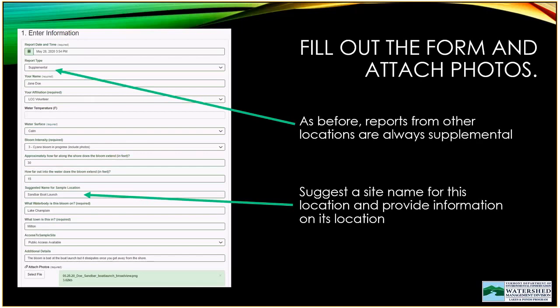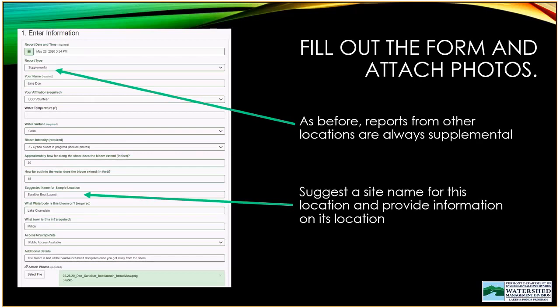You'll fill out date and time. You'll fill out report type. Again, this should be a supplemental. If it's not at your routine location, you are sending in a supplemental report. So that is the first thing that automatically populates that line in the report. Move down through the form, provide your name, your affiliation, the water conditions again, the bloom intensity, and the same information about how far out into the water and how far along the shore.